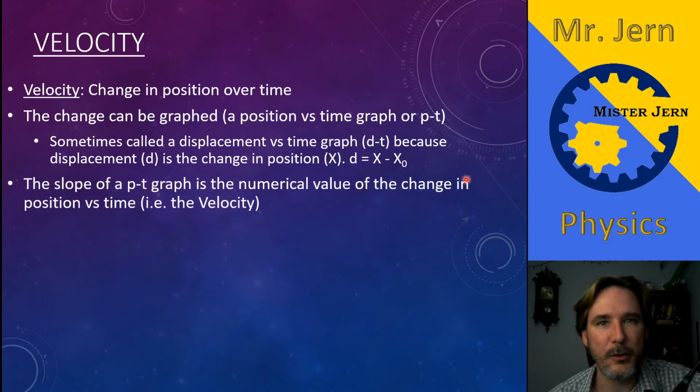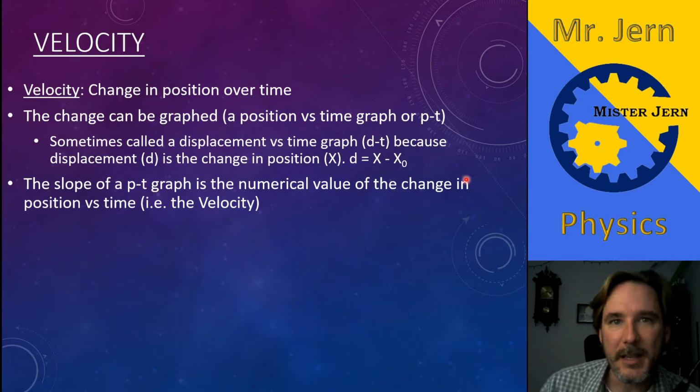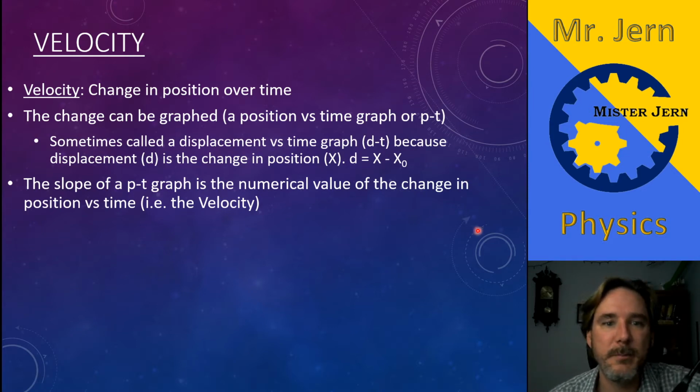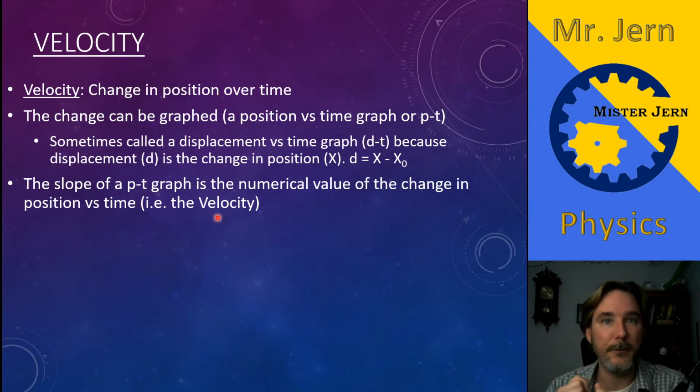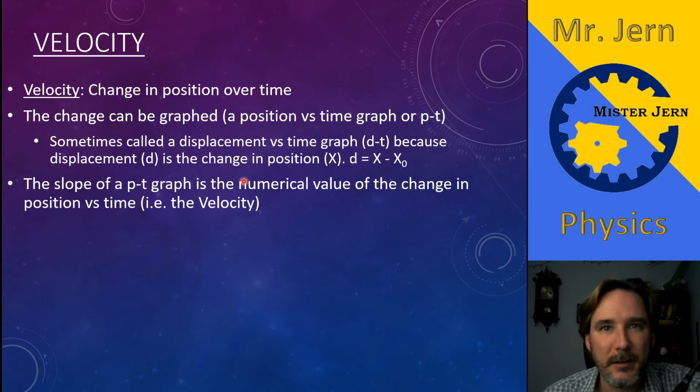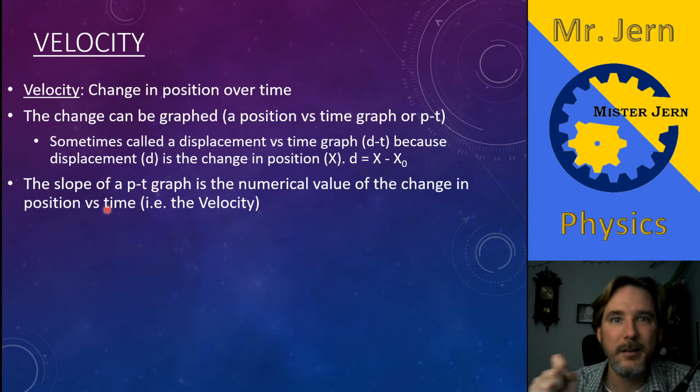So remember that the slope of a position time graph is the numerical value of the change in position versus time. Okay, that's a lot. It's a big thing. It's called velocity, all right? And so velocity, remember, is not just one single unit. It's not a fundamental unit. It's made up of two different units. That's why it takes a couple seconds to say this. The slope, which is the velocity of a position time graph, it's the numerical value of the change in position versus time. It's that whole change in position versus time, which makes this kind of special.